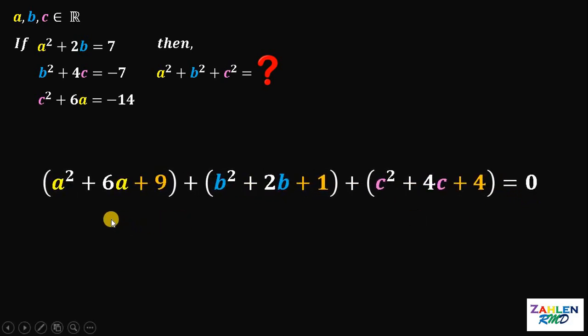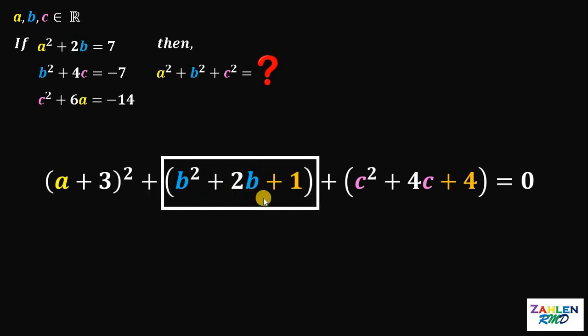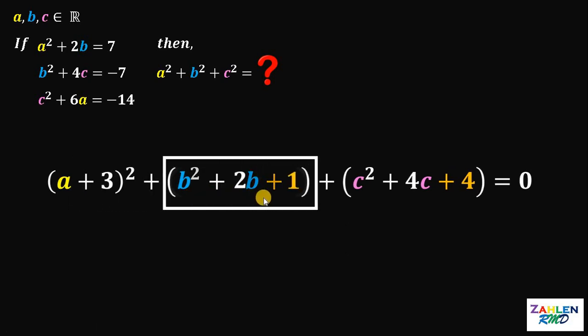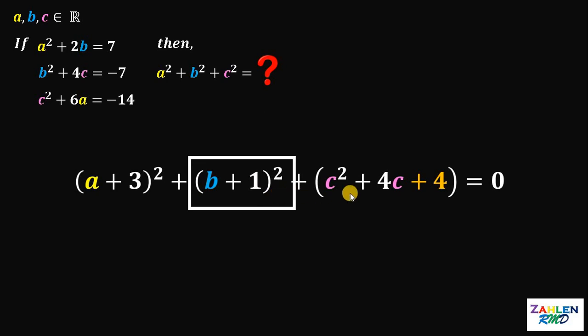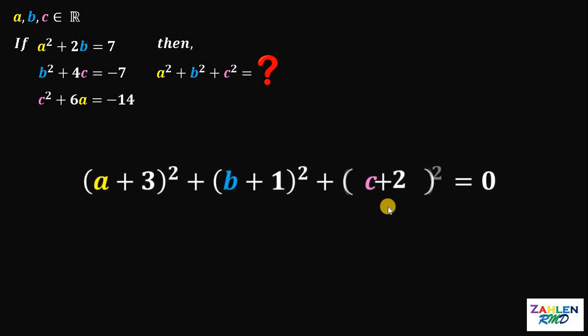Now, let's focus on this first group. A squared plus 6a plus 9, we know this is a perfect square trinomial, and it can be factored as a plus 3 quantity squared. Also, this b squared plus 2b plus 1 can be factored as b plus 1 quantity squared. And for the last group, it can be factored as c plus 2 quantity squared.